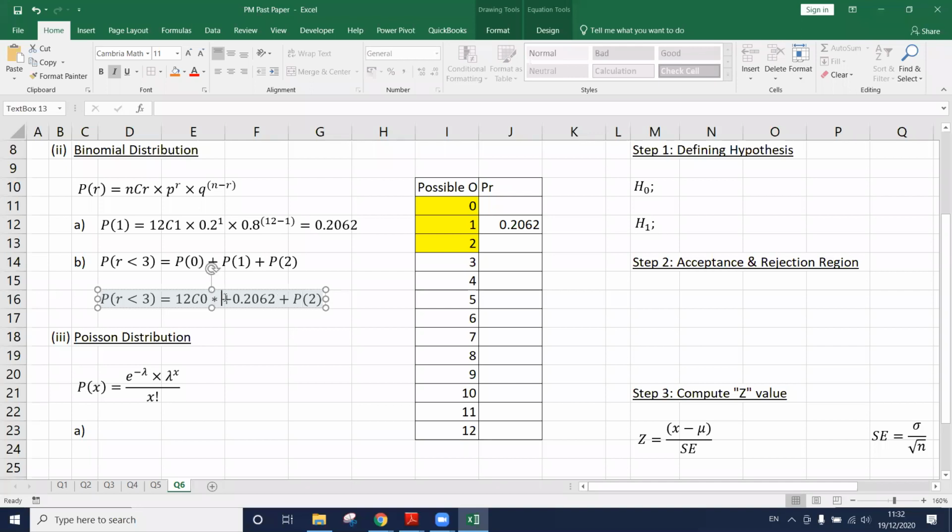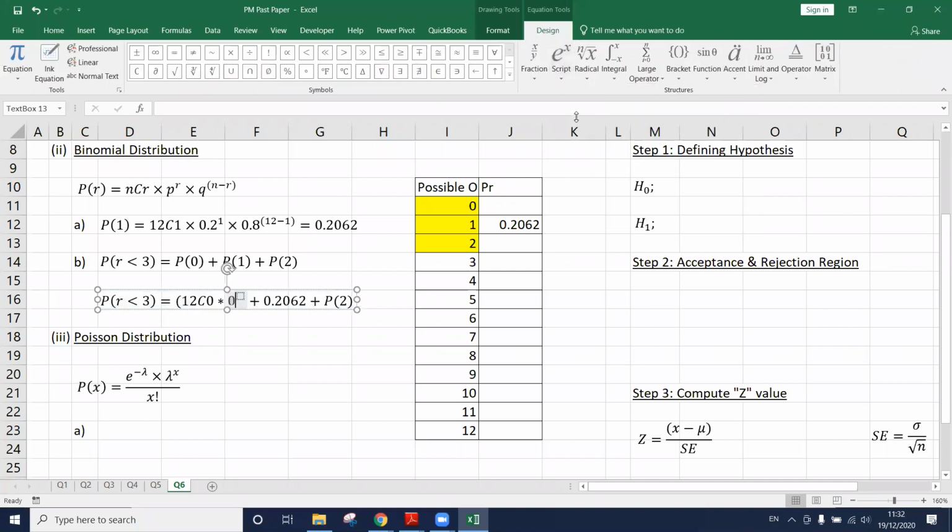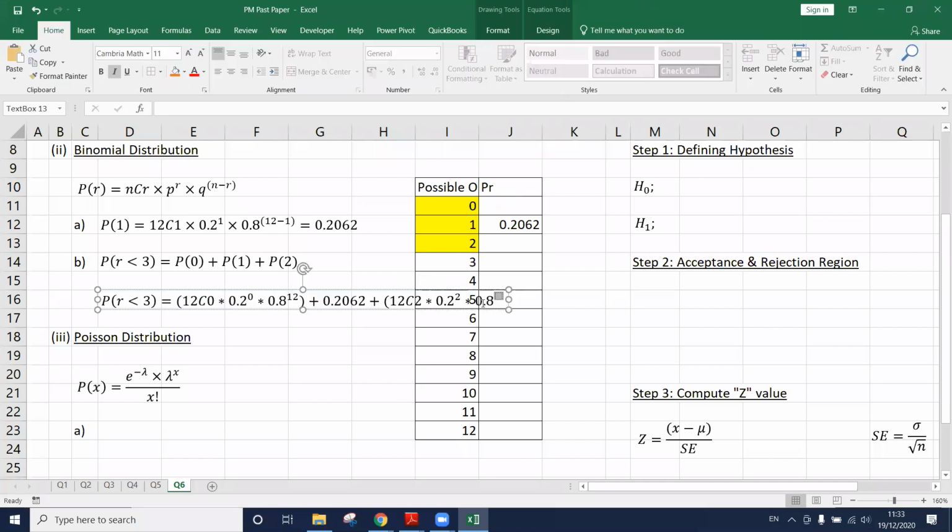12C0 into 0.2 to the power 0 into 0.8 to the power n minus r means 12 ingenama. Probability of having zero defective items. Metana 12C2 into 0.2 to the power 2 into 0.8 to the power 12 minus 2 means 10.